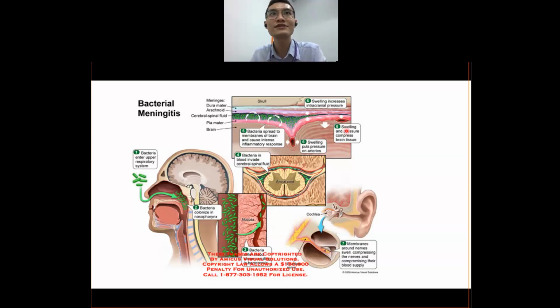Okay, so it increases the pressure in the brain, and patients can have symptoms. The same thing can happen from the ear canal. That is how bacteria or viruses invade our central nervous system. This is the common scenario.